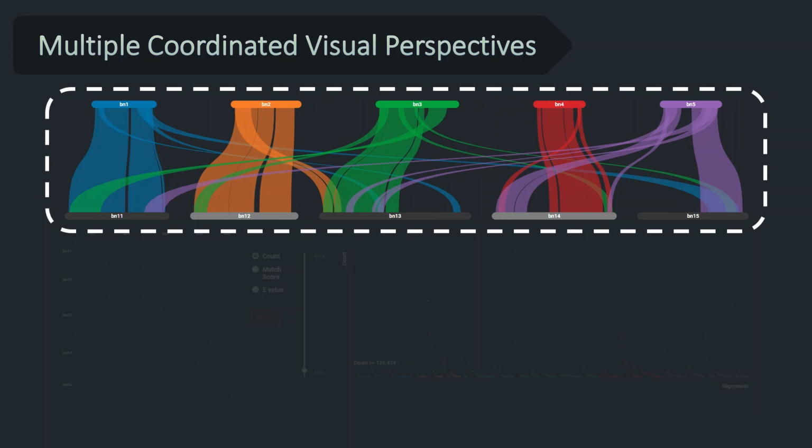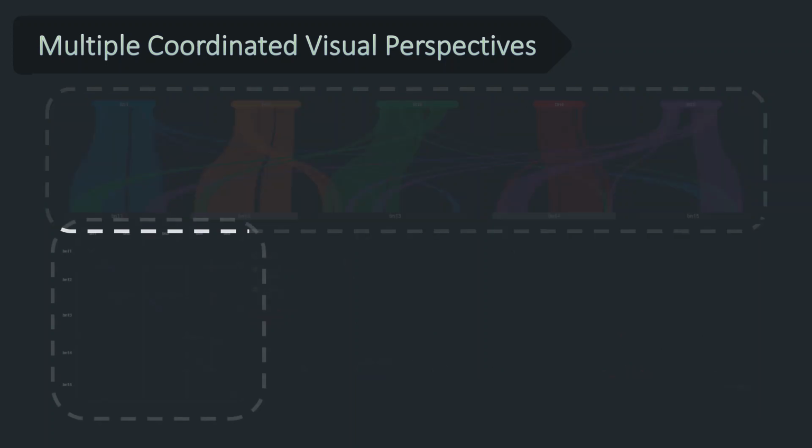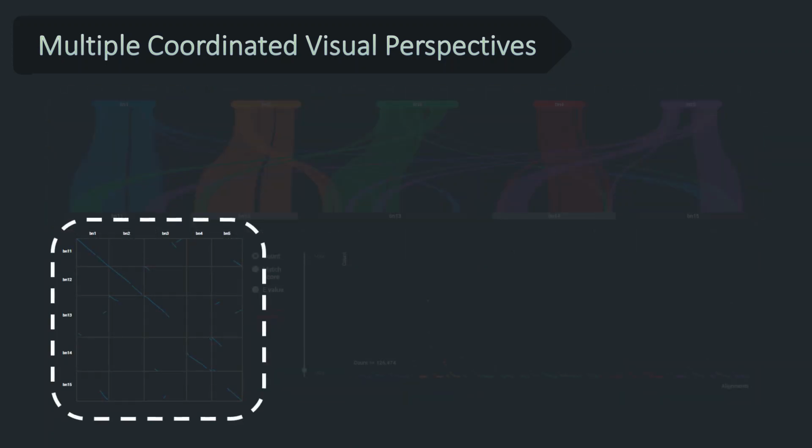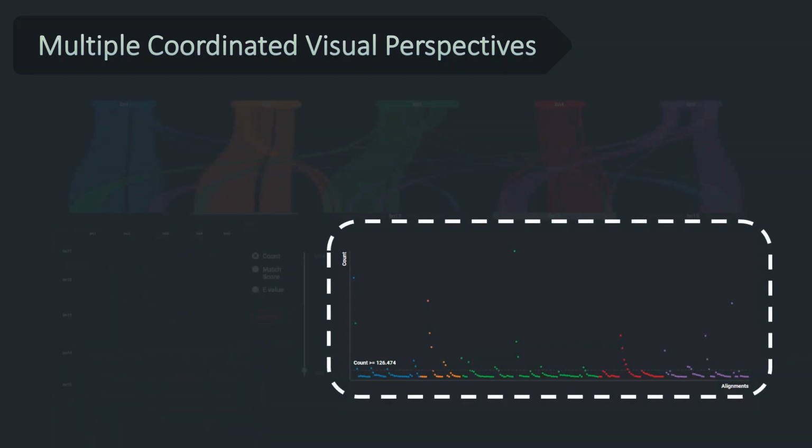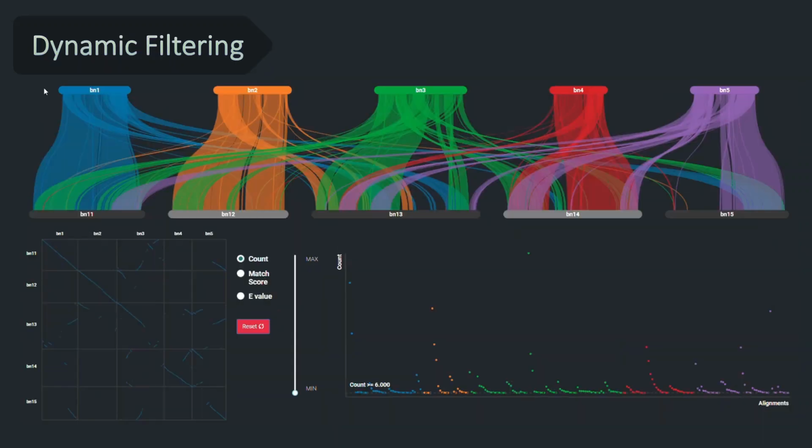Then, duplicated regions between the two genomes are connected through ribbons such that the size of the ribbon is based on the number of genes in that region and the color is based on the chromosome in the source genome. Following this, we have a corresponding dot plot where duplicated regions are shown as points on a two-dimensional matrix. Finally, we also have an extra scatter plot that visualizes additional information if needed about the duplicated regions, such as the extent of their similarity and the count of genes in each region.